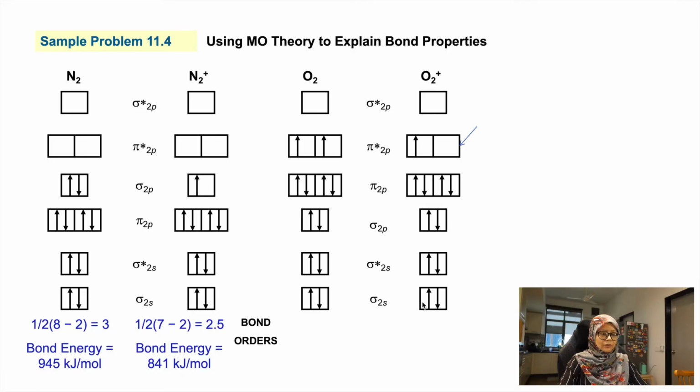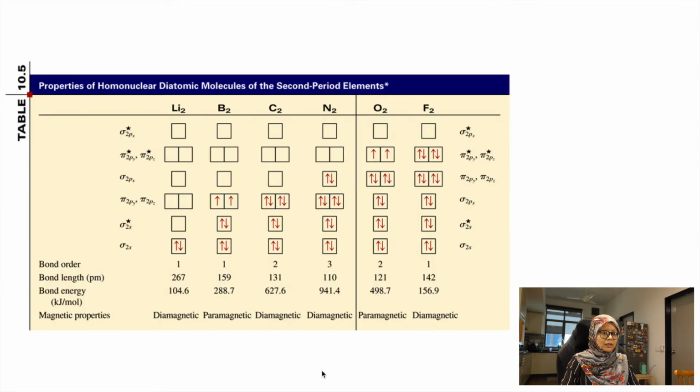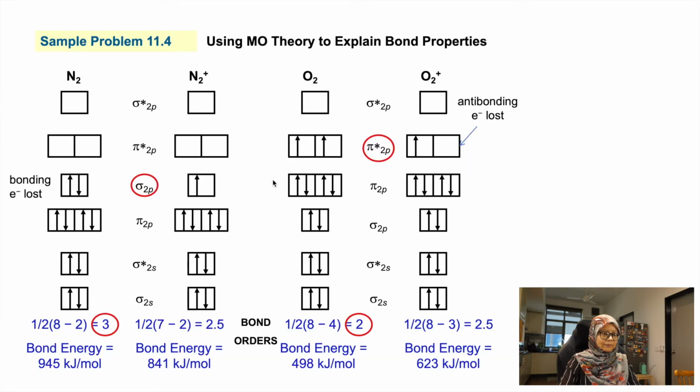From the bond orders here, this one is 2, while this one is 2.5. It means that O2 plus has a higher bond energy compared to O2, with a value of 623 kilojoules per mole, while O2 is 498 kilojoules per mole. So this is the difference between with sp mixing and without sp mixing.